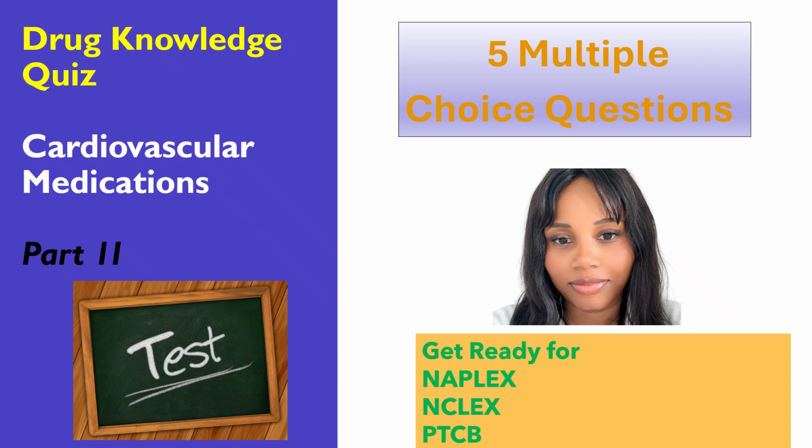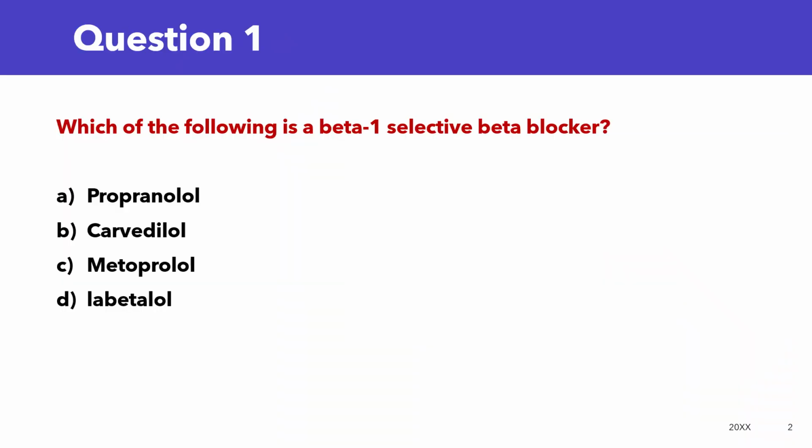Okay, let's get started. Question 1. Which of the following is a beta 1 selective beta blocker? So you can try to take a few seconds. If you know the answer, you can write the answer in the comments and then we'll go through it together.